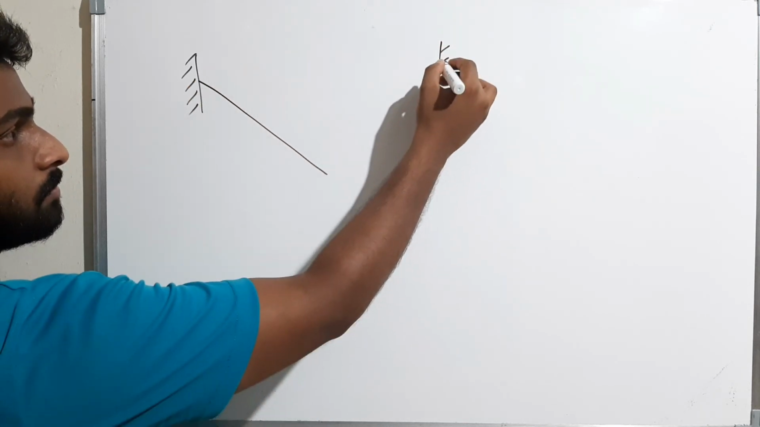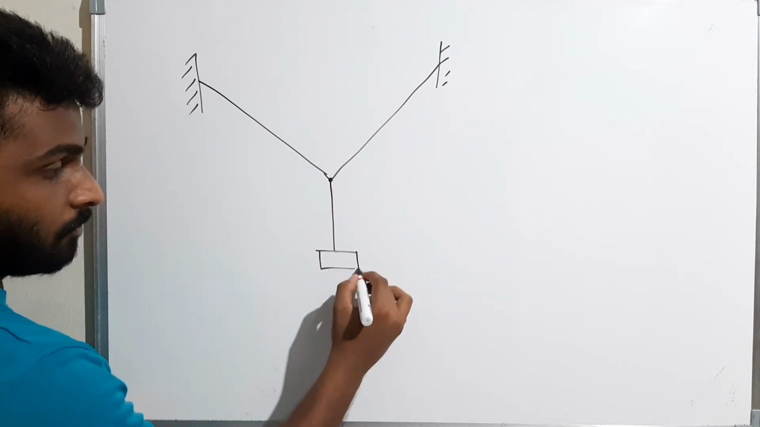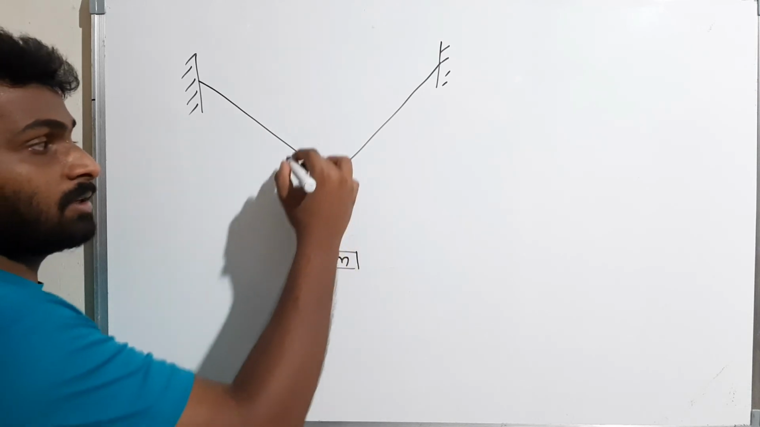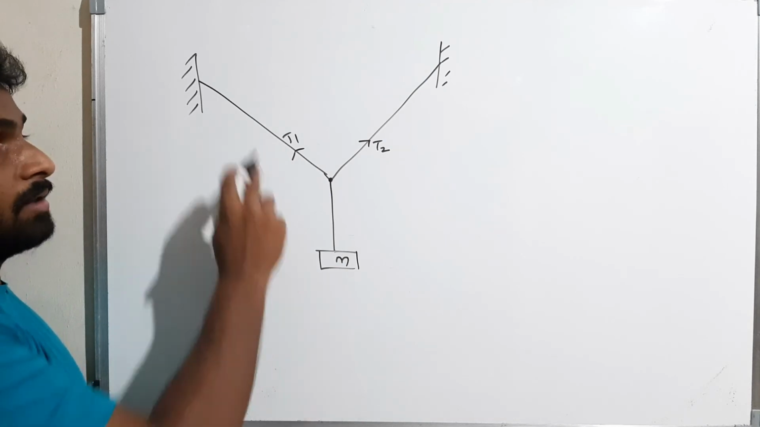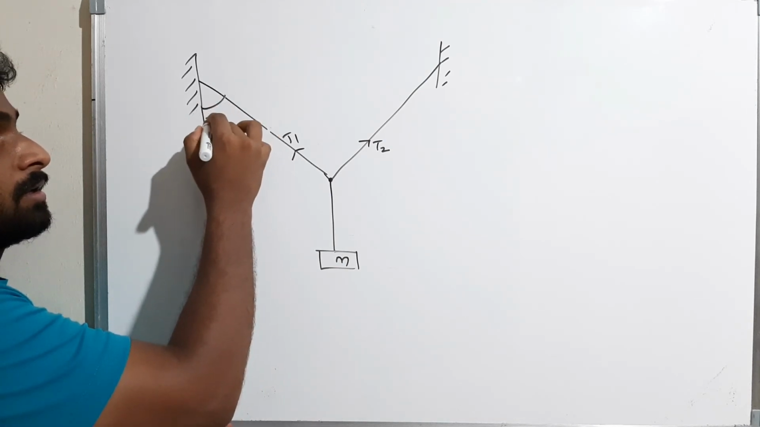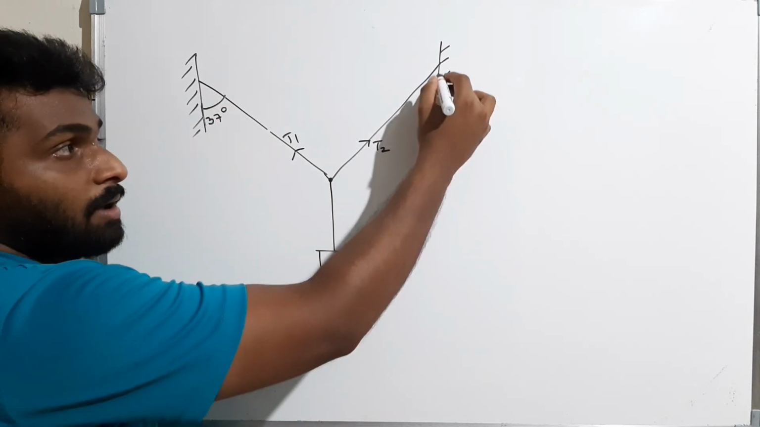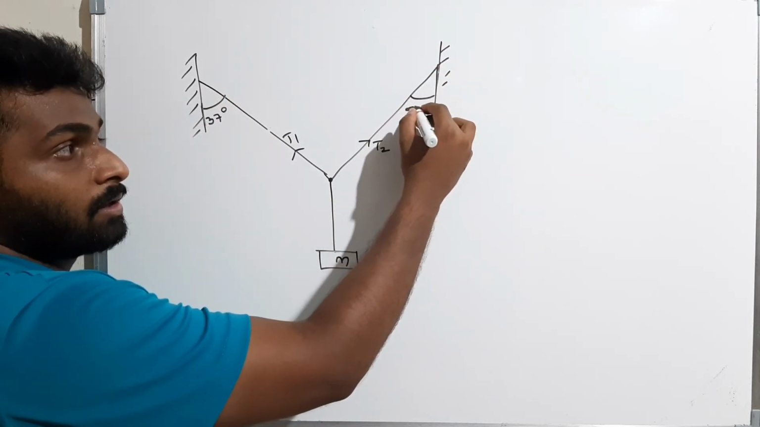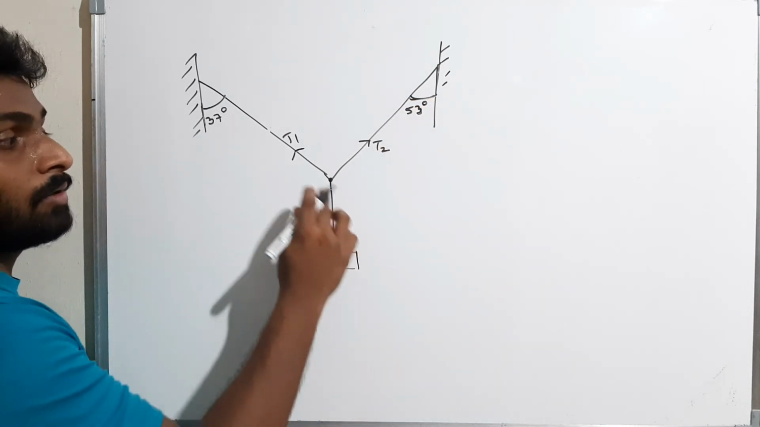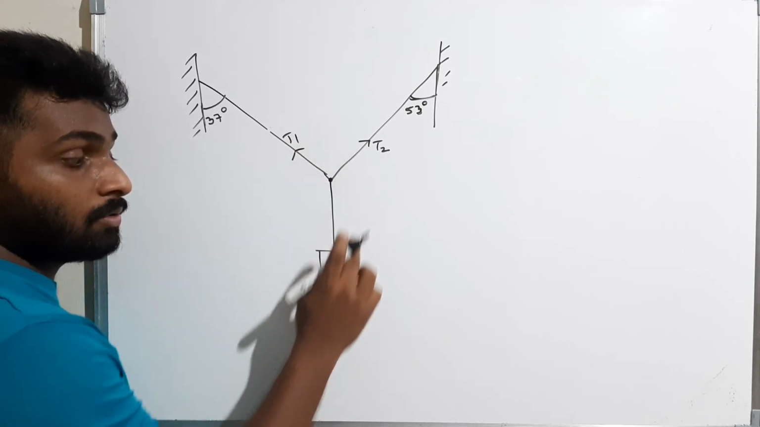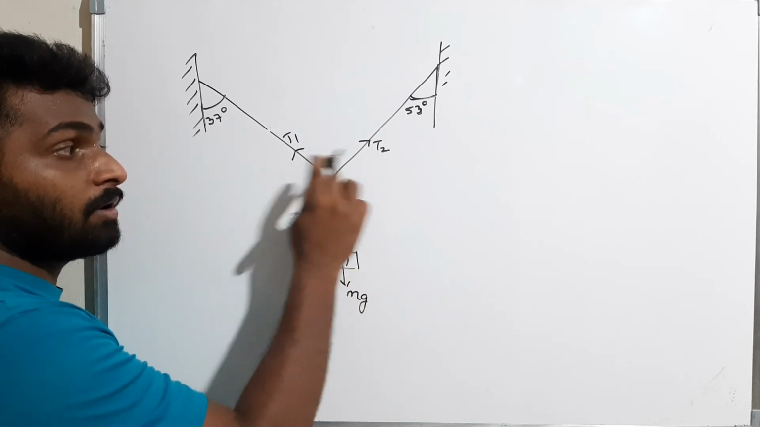These are two strings, and these two strings are balancing a weight of mass m. The tension in this string is T1, and in this string the tension is T2. This string is making some angle 37 degrees with the vertical wall, and this is making some angle 53 degrees with the vertical. Now, we are told to find the relation between T1, T2 and the downward force mg.